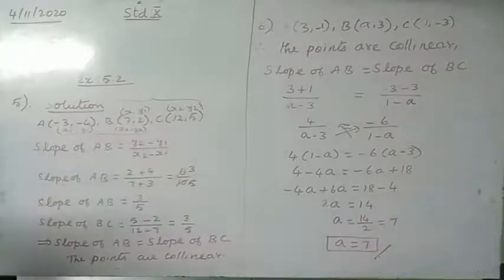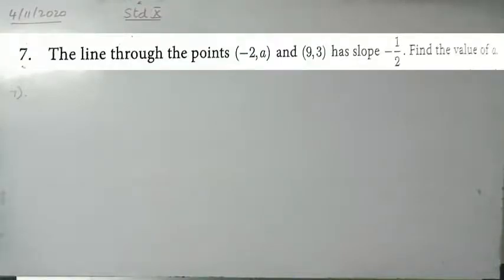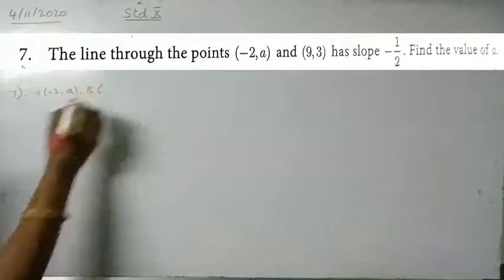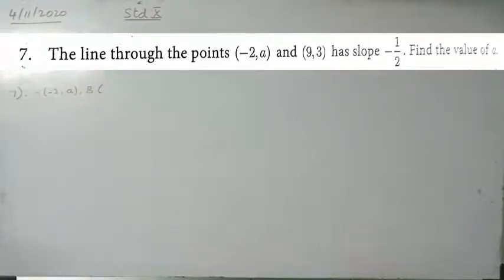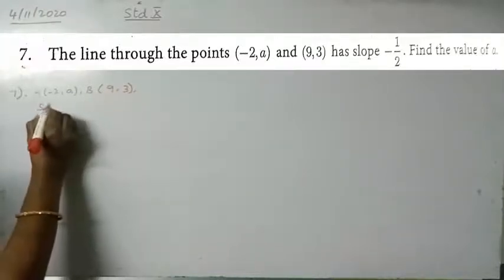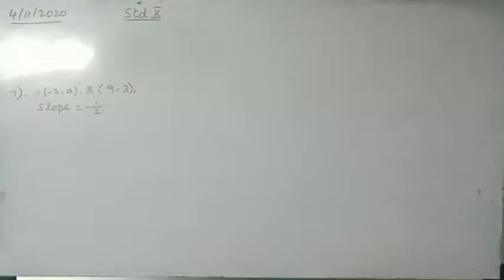Now question number 7. The line through the points minus 2, a and 9, 3 has slope minus 1 by 2. Find the value of a. So the points are given. I want to take A of minus 2, a and B of 9, 3. And it is given slope is equal to minus 1 by 2. So all the information is given. Now we want to find the value of a.